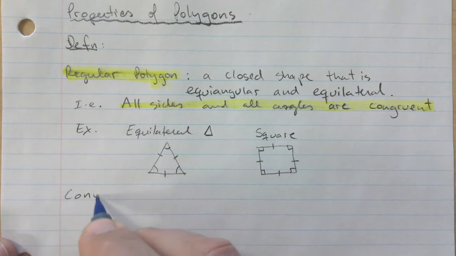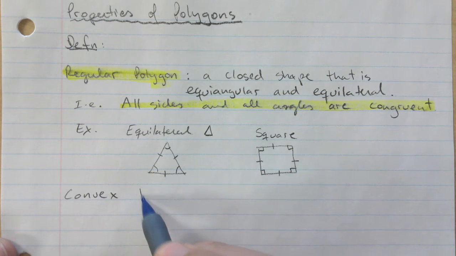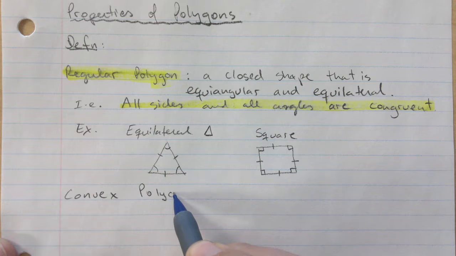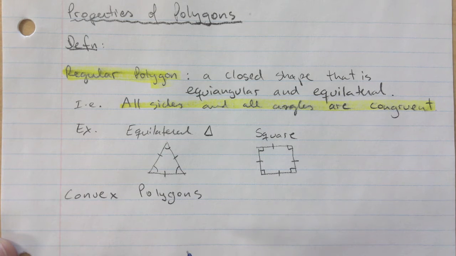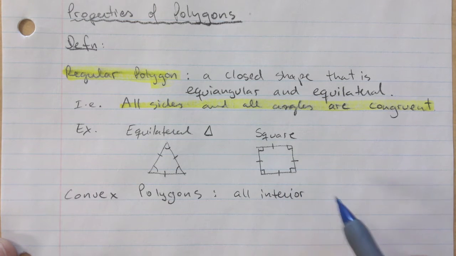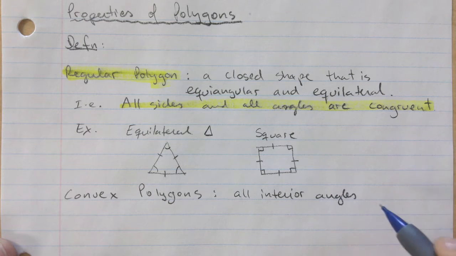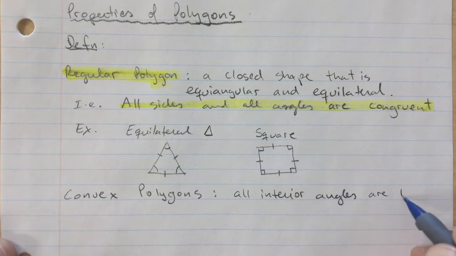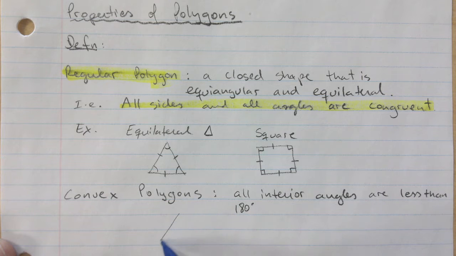We have convex polygons. All interior angles are less than 180 degrees. So it would look like that.